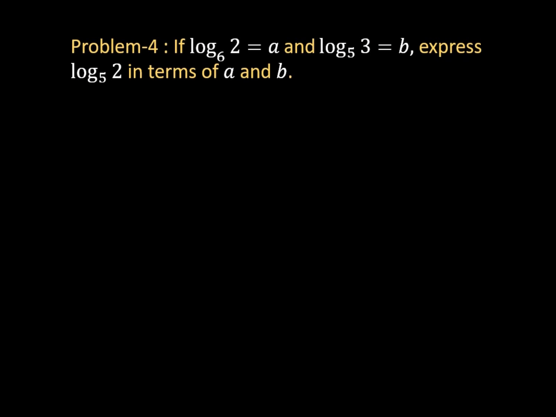So over here you have log of 2 base 6 equals a and log of 3 base 5 equals b. So you need to find log of 2 base 5. You can see over here, you can simplify this a bit. So let's do it. Log of 2 base 6 equals a. We can write this as log of 6 base 2 equals 1 over a using the change in base rule.